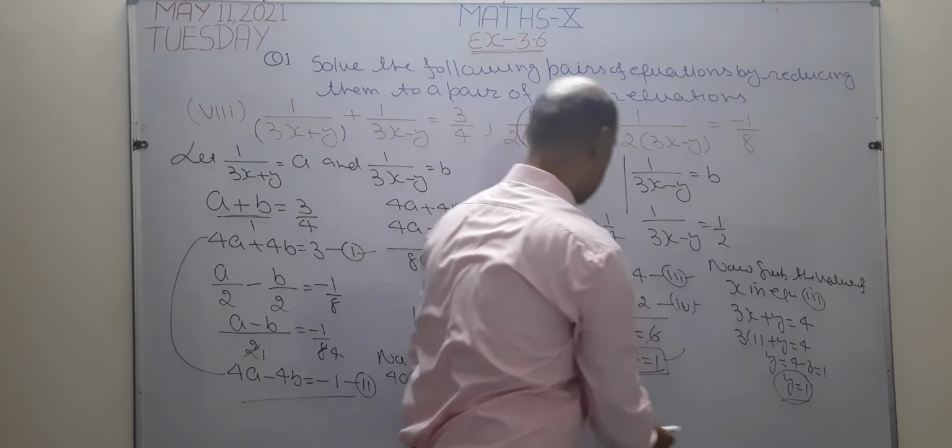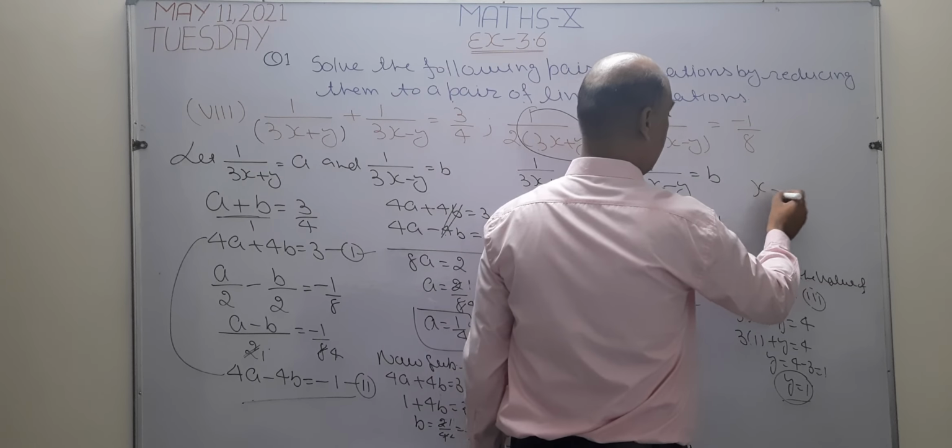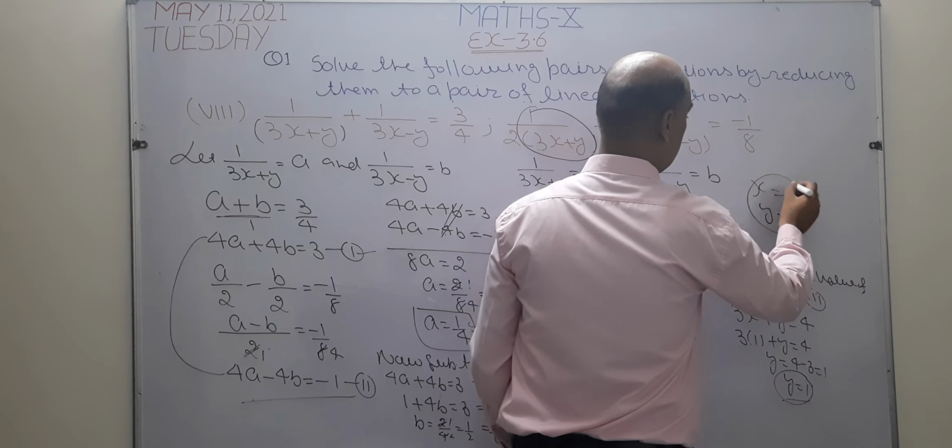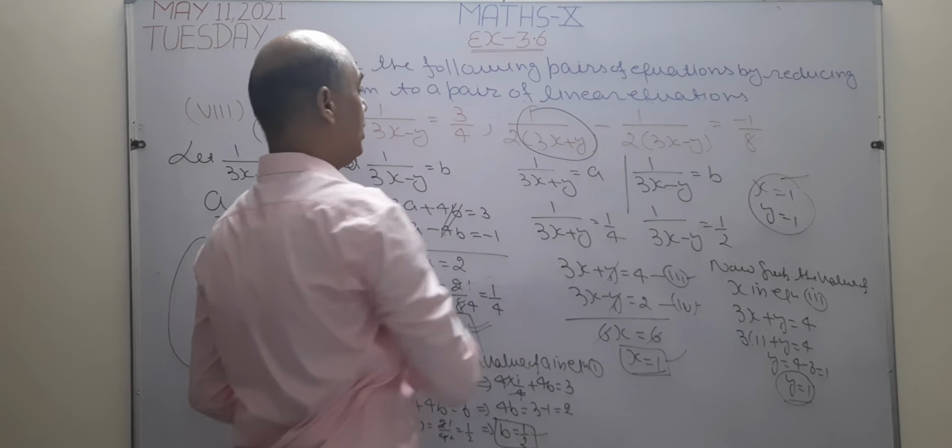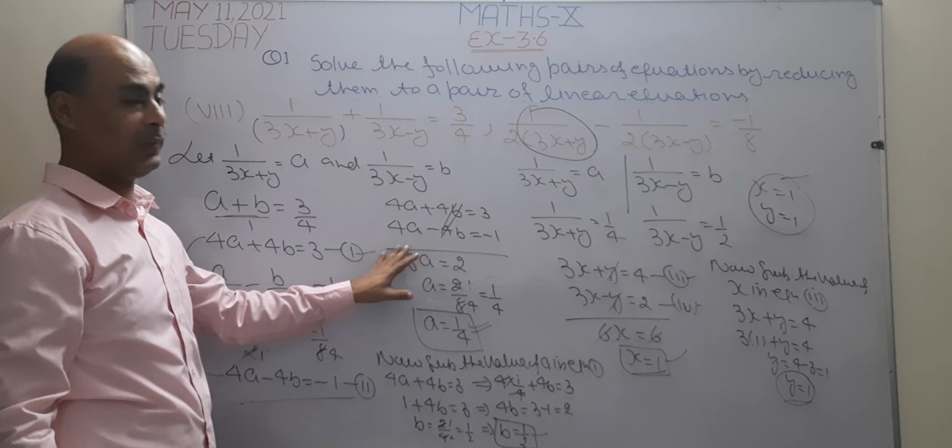So this is your answer. X equal to 1 and y equal to 1 are the solution of the given pair of linear equations. Okay, I hope it is clear to all.